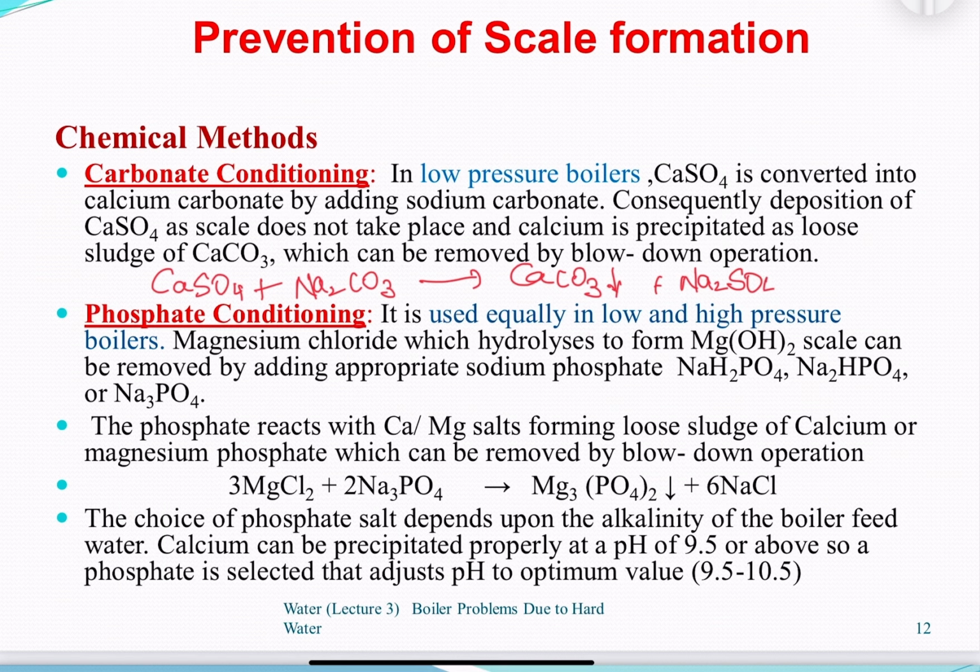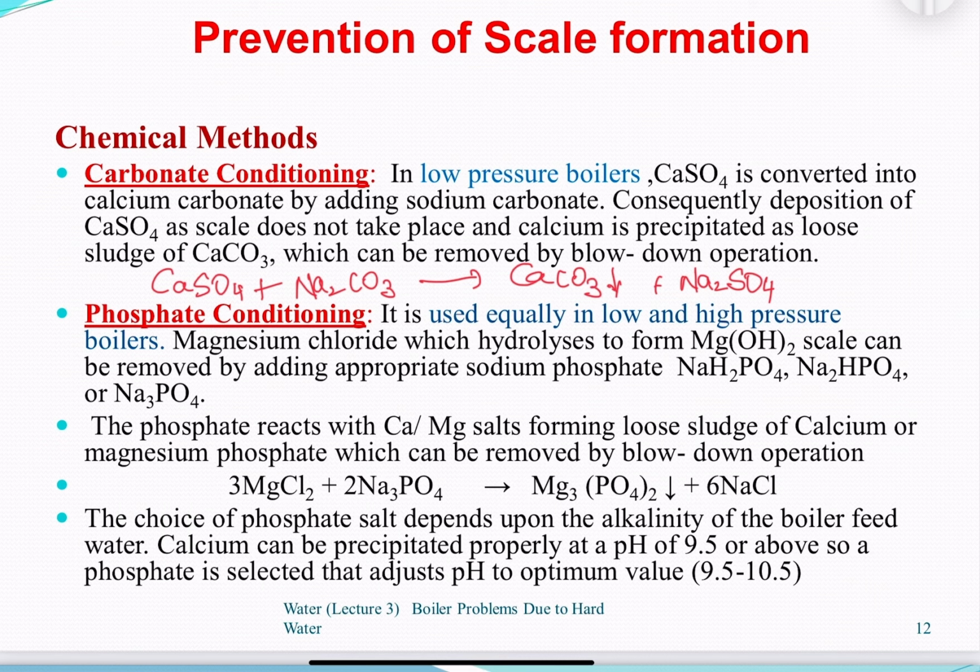Now these calcium sulfate scales are soluble in water in case of high pressure boilers, and in low pressure boilers they will precipitate out, but they are very soft scales which can easily be removed either by blowdown operation or by scraping. The second method is phosphate conditioning. Now this happens both in low pressure boilers as well as high pressure boilers. If the water contains magnesium chloride, then it will hydrolyze to form magnesium hydroxide scale.